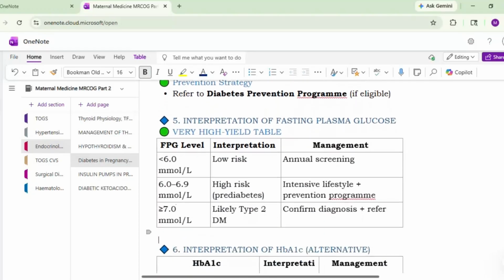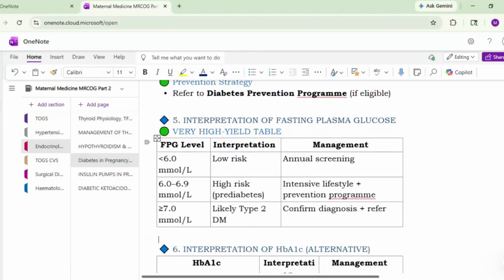Okay. Now, interpretation of the fasting plasma glucose. Just now we have discussed what we will do. We will do the fasting blood glucose level between 6 and 13 weeks postnatally, and that particular level is less than 6 millimoles per liter.